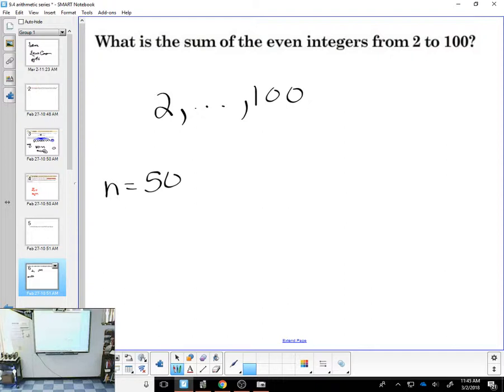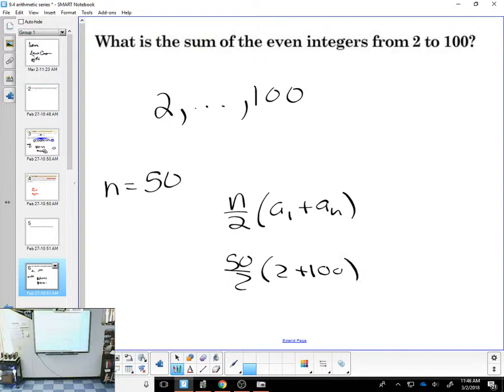So we're going to take our formula, which is n divided by 2, times the first one plus the last one. So I've got 50 divided by 2, times 2 plus 100. So I'm taking 25 times 102. So what is that product? I'd have to say about 625.